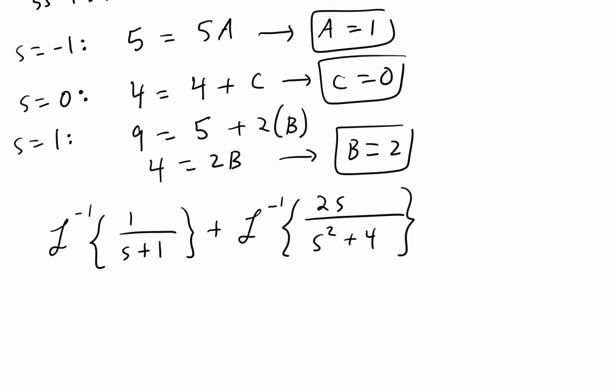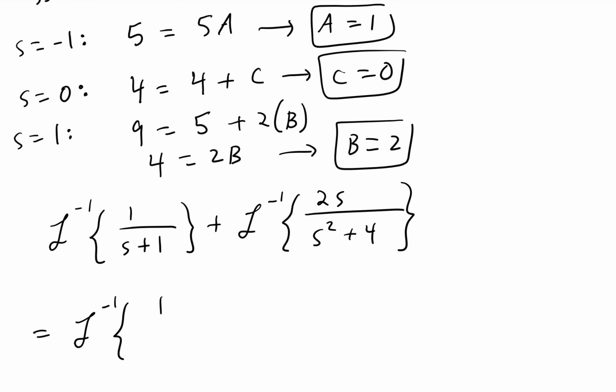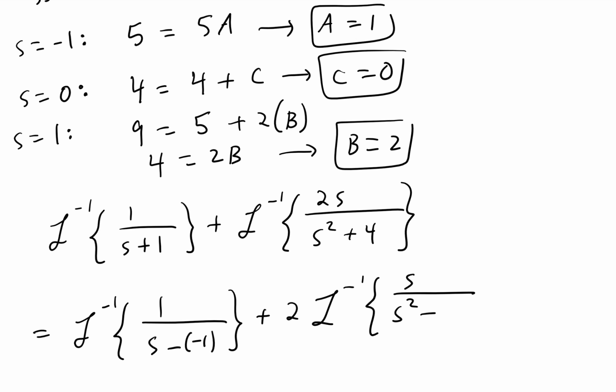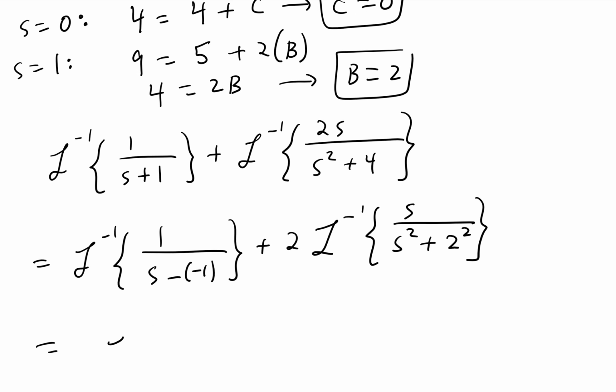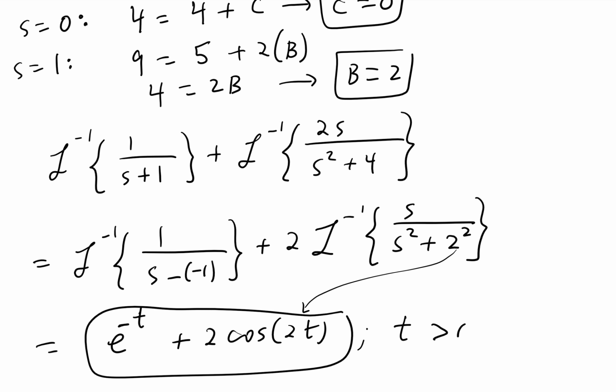So the first one, if you like, rewrite it as 1 over s minus negative 1. You can take the 2 out from the top on the second one, s squared plus 2 squared. And to finish this up, this is e to the negative t, a is negative 1, plus 2, there's an s on the top, so that reminds me of cosine, and a is 2, so 2t. Again, you can write t bigger than 0. So that gives me the inverse Laplace transform I need.